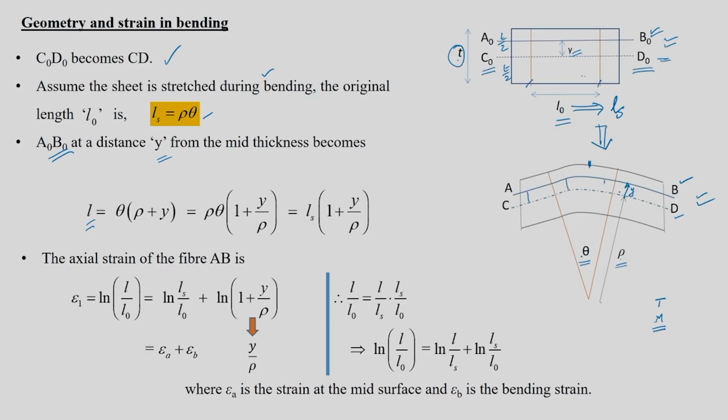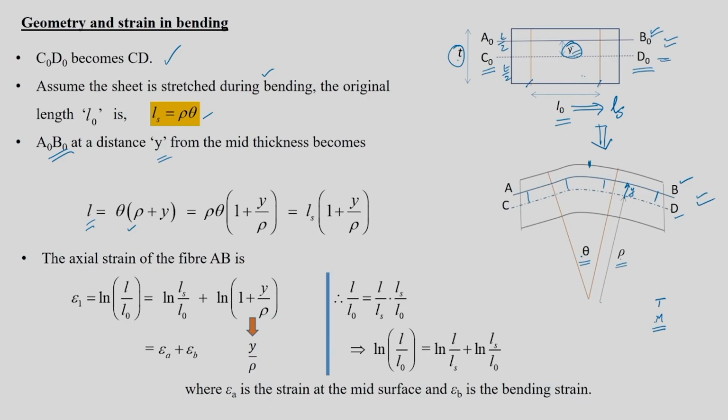Here also y. This is not going to change, which is the same as the earlier y which you have taken before bending. So, I am just going to add rho plus y into theta. Theta into rho plus y will give me my L, which is basically AB.